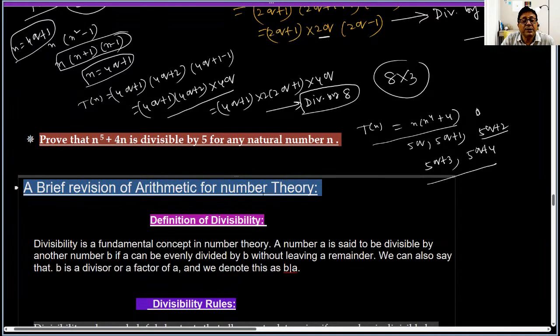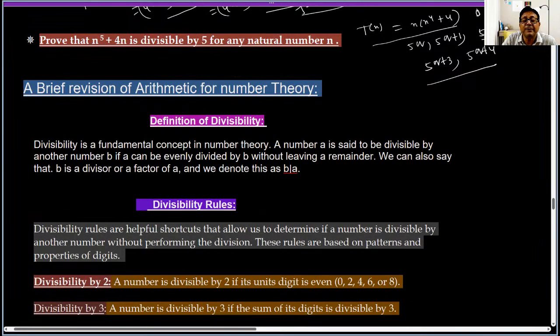So a brief revision of arithmetic for number theory. I am going to explain all these things. I made the note before I start the class because otherwise it will take longer time. Definition of divisibility. It is a fundamental concept in number theory.